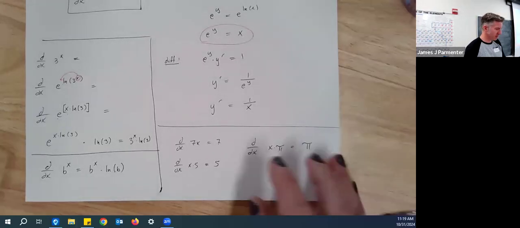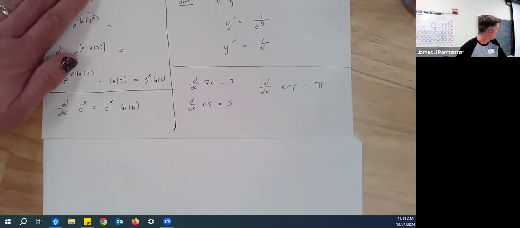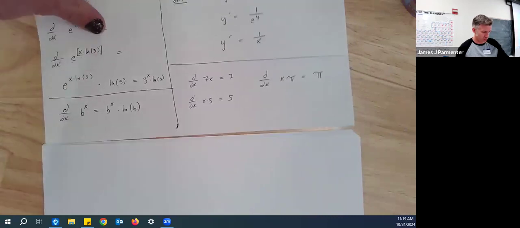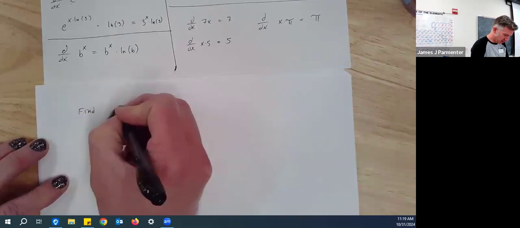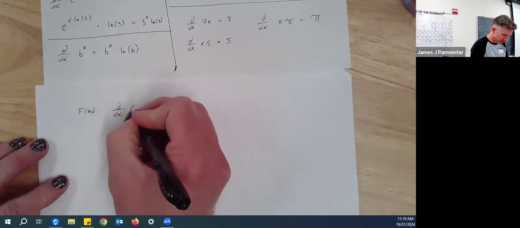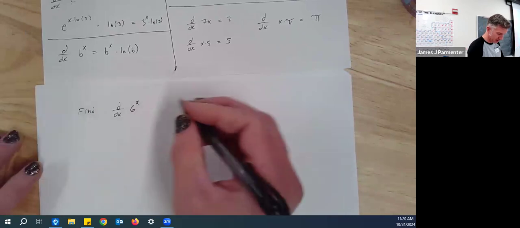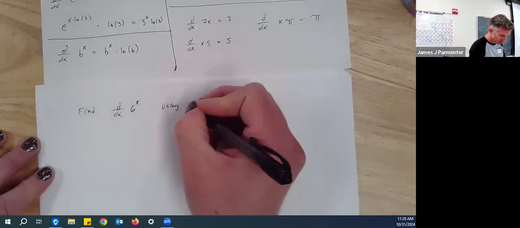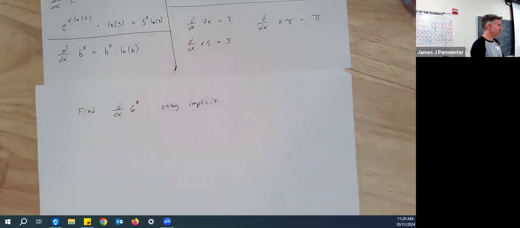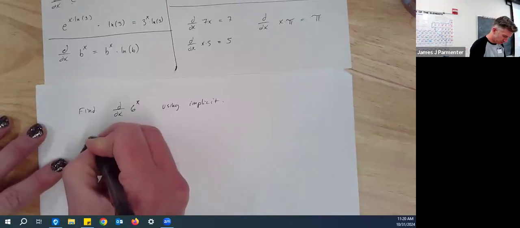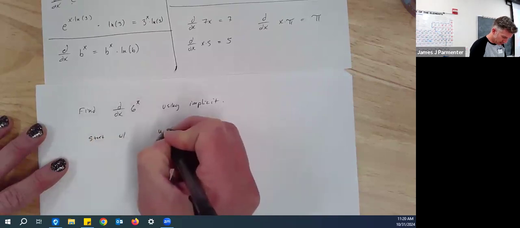Let's do it though, because it's kind of interesting. And not just interesting, it's worthwhile. So let's say we want to find the derivative of 6 to the x using implicit. And here's what I'm going to point out. We already know what the answer should be. The answer should be 6 to the x times natural log of 6. But using implicit, we have to have an equation. So we're going to start with y equals 6 to the x.